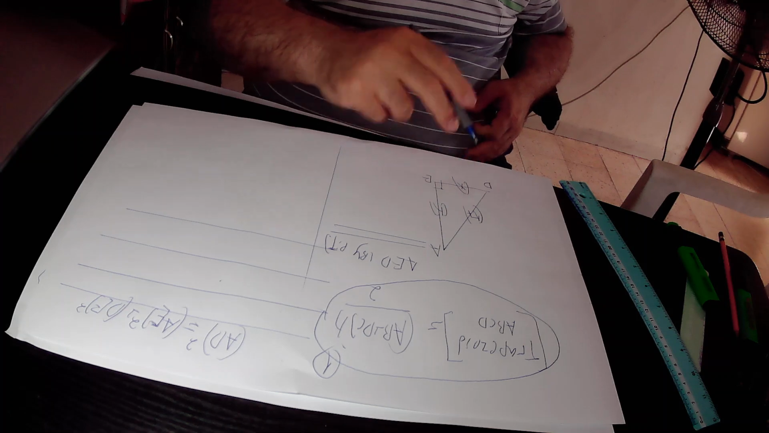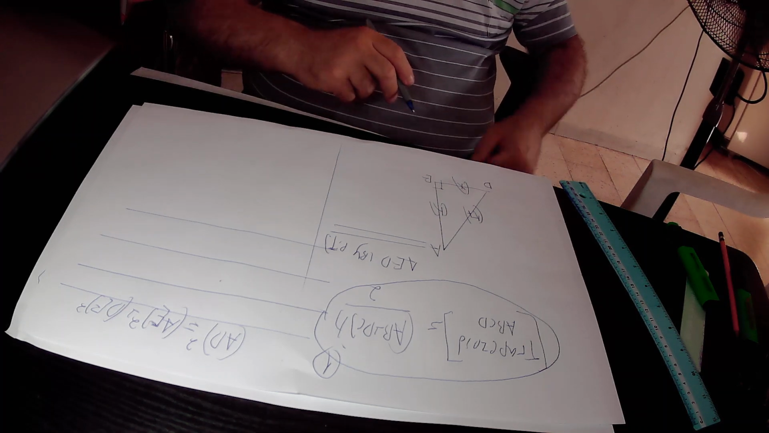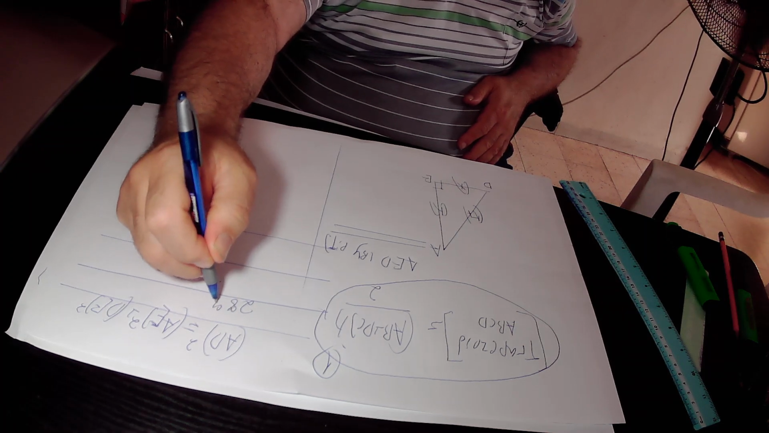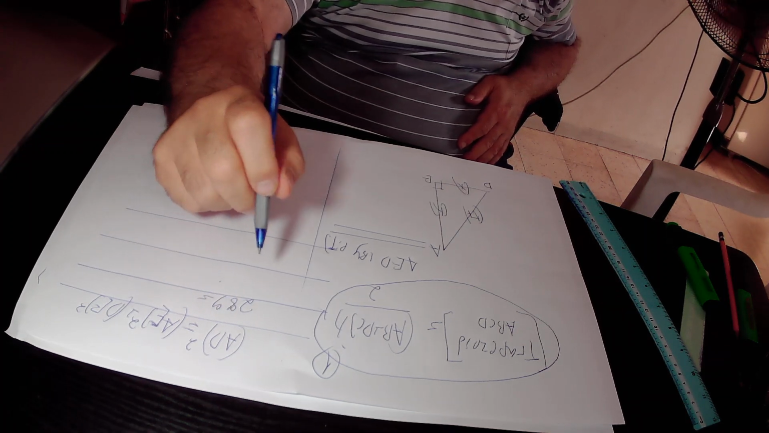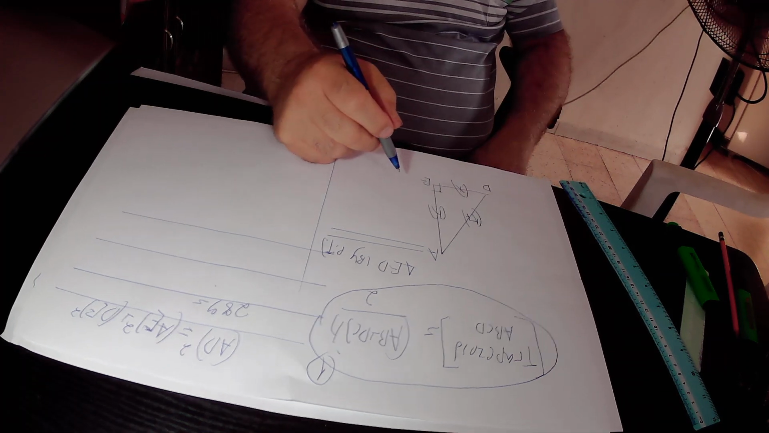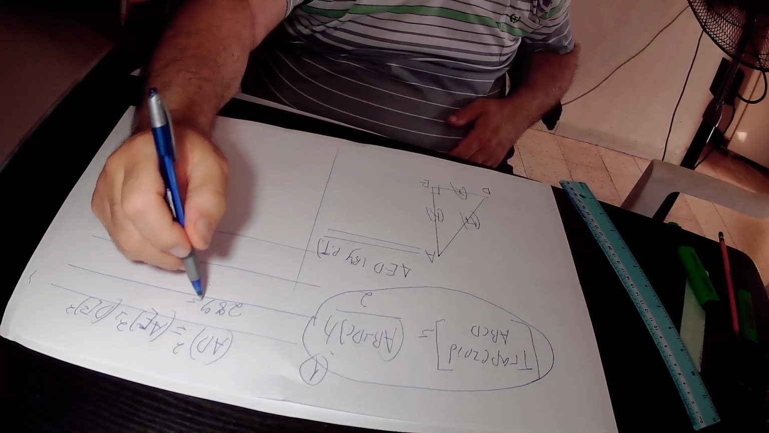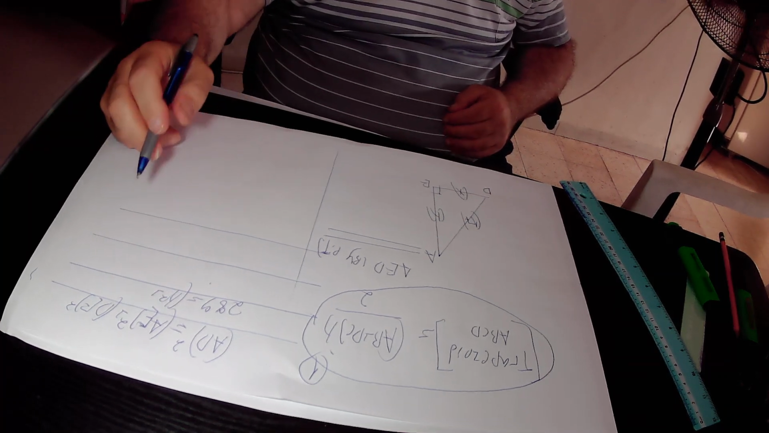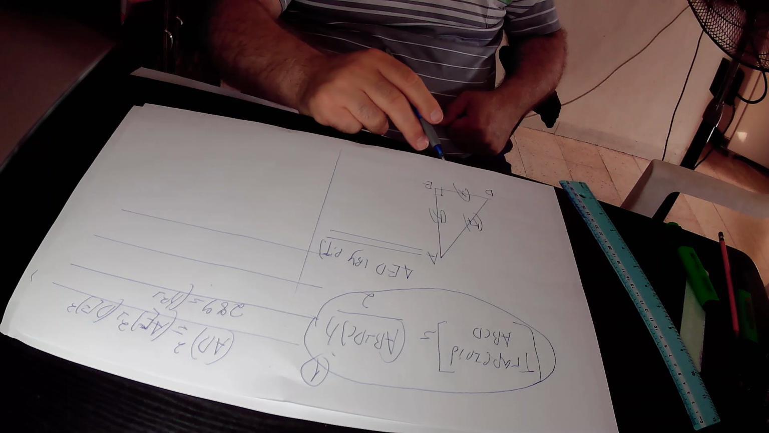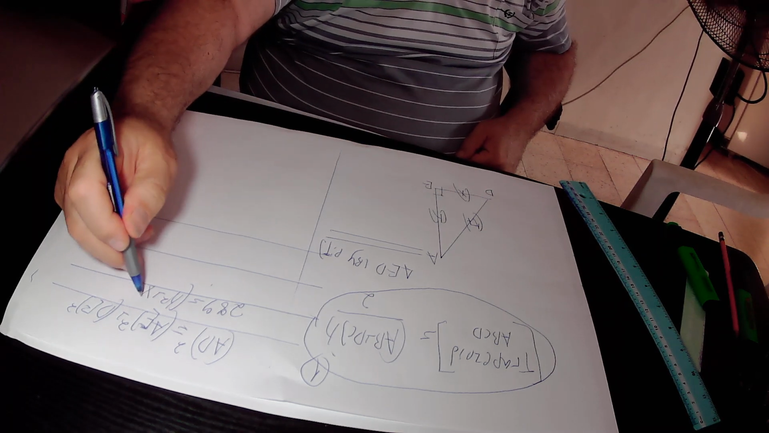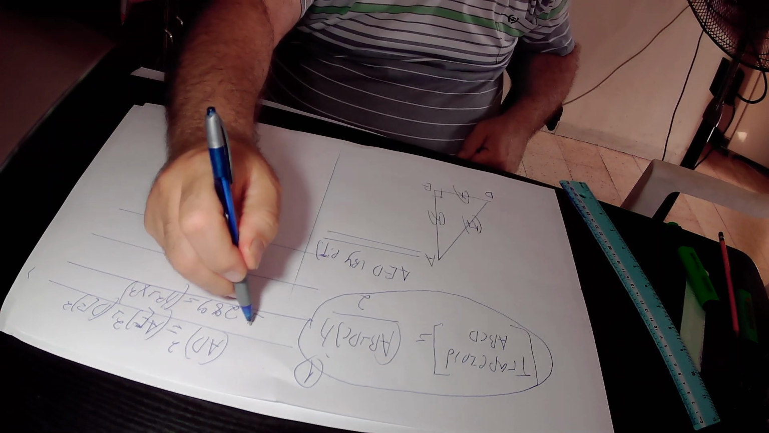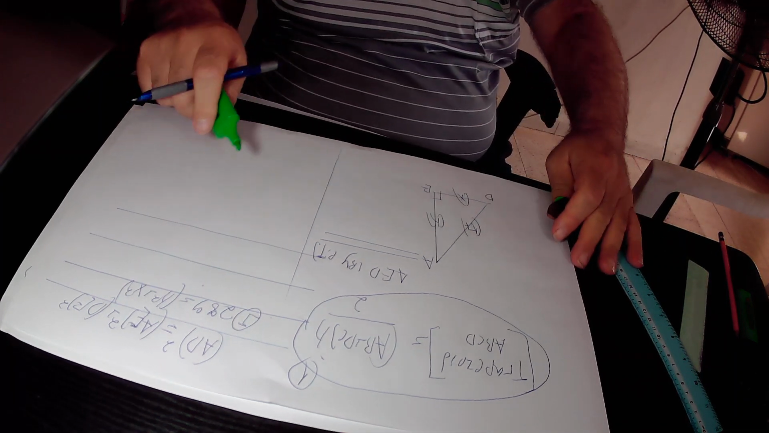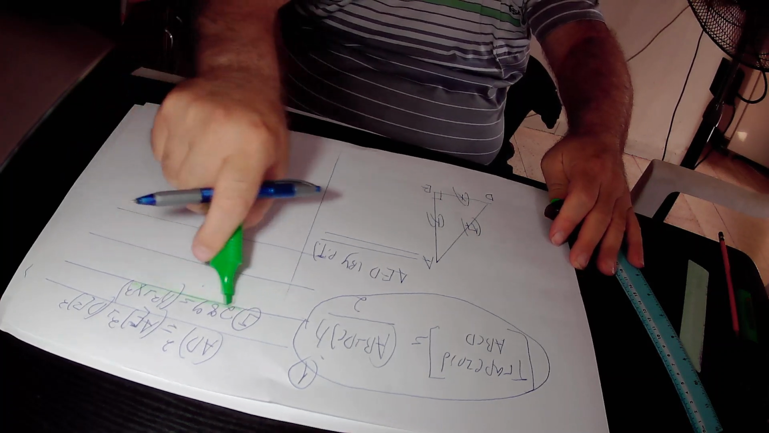The hypotenuse AD is 17, therefore AD squared is 17 squared, that is 289. And it is equal to AE squared. AE is h, therefore AE squared is h squared, plus DE squared. DE is x, therefore DE squared is x squared. So according to equation 1, we find that h squared plus x squared equals 289.